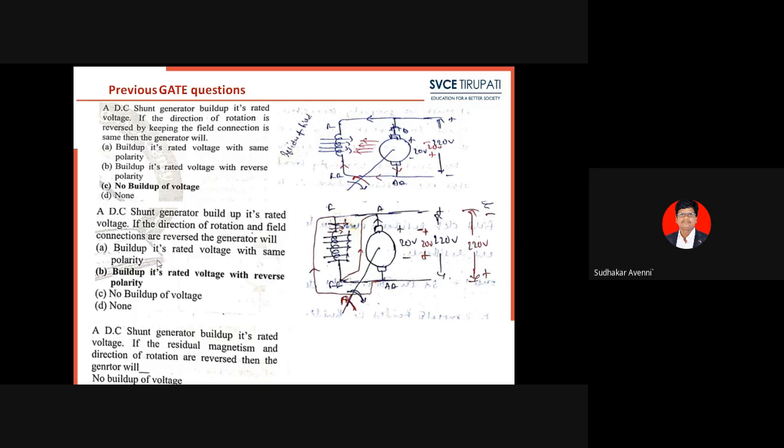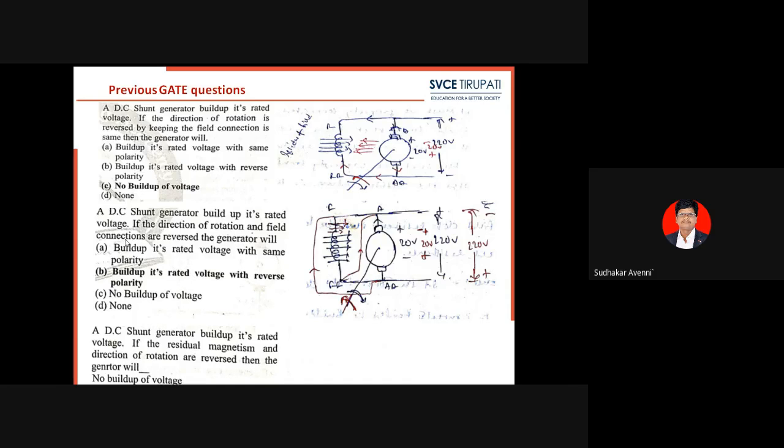Similar question, the second question. A DC shunt generator builds up its rated voltage if the direction of rotation and field connection are reversed. The generator will: build up its rated voltage with the same polarity, build up its rated voltage with reverse polarity, or no buildup of voltage, D none. Here the right option is to build up its rated voltage with reverse polarity.